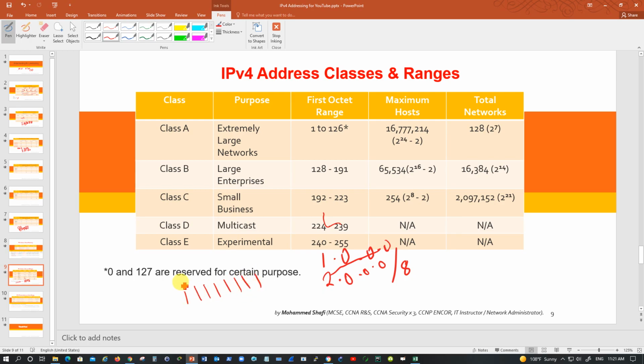The internet experts have reserved this bit and made it 0. This 0 gives the indication to the routers that this is a class A network. So we are only left with 7 bits to play with. That's the reason why we have around 128, 2 to the power of 7, total networks in this one. But out of this, how many are valid? We have a valid network range starting from 1 to 126.